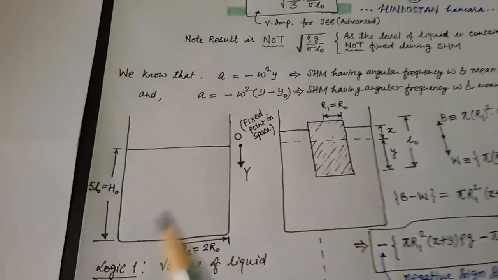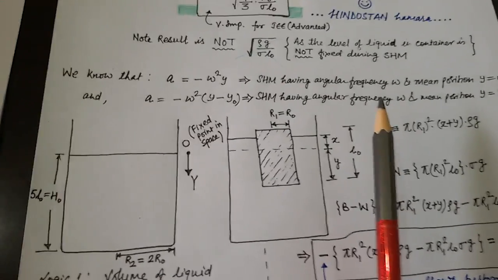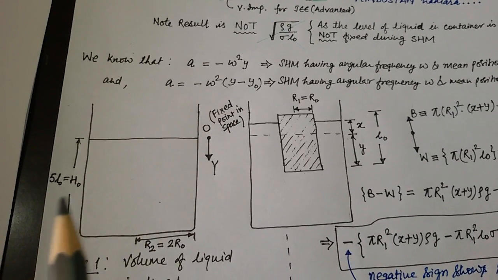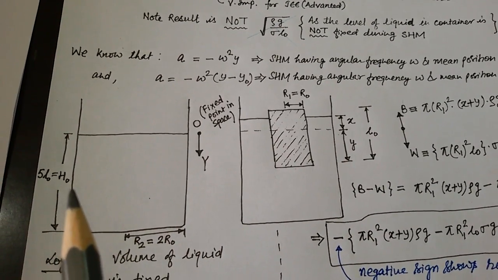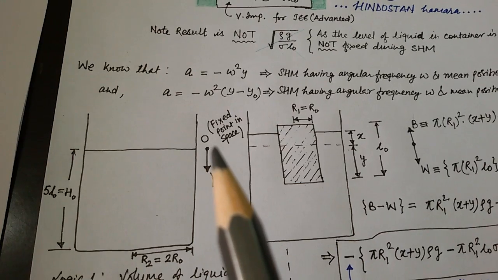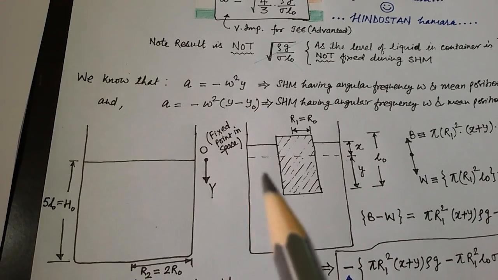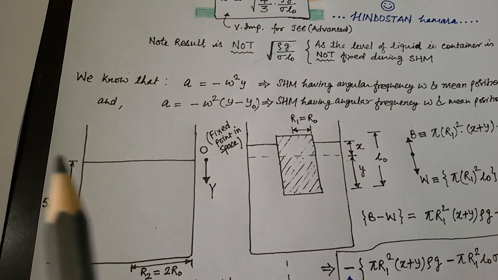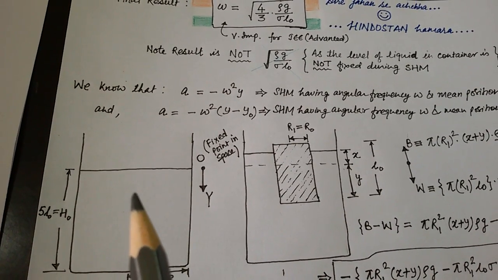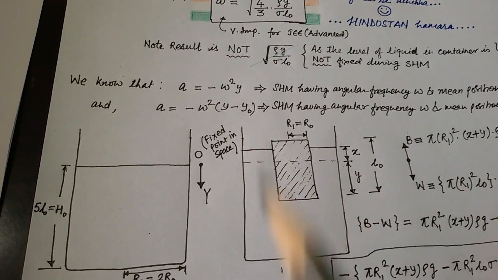This is the initial situation. Liquid is filled. Let us take this height as h0, 5L0 has been taken here as h0. And for dealing with this simple harmonic motion, we've taken origin here and downward direction as the y-axis. This origin is a fixed point. So this origin is at the initial level of liquid when there was nothing inside the container other than the liquid. Alright, dear students, the block is placed and the block is performing simple harmonic motion.